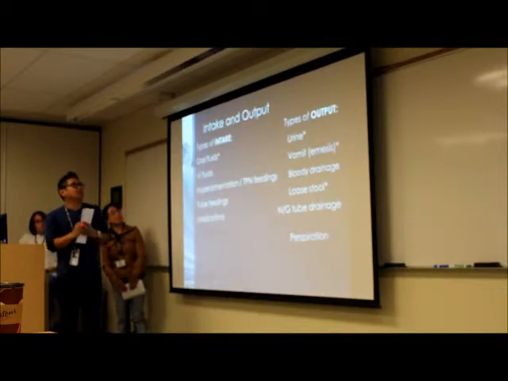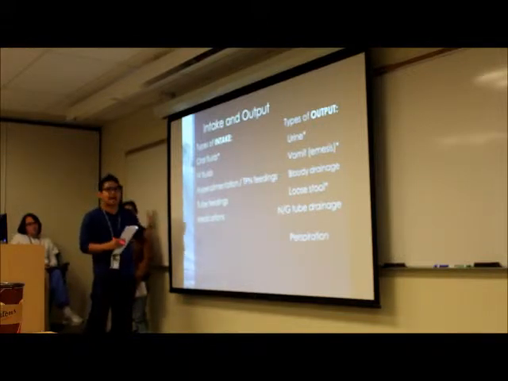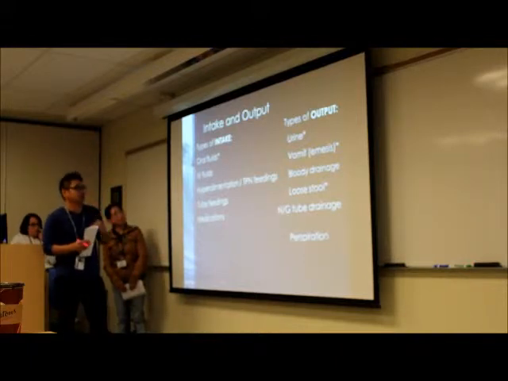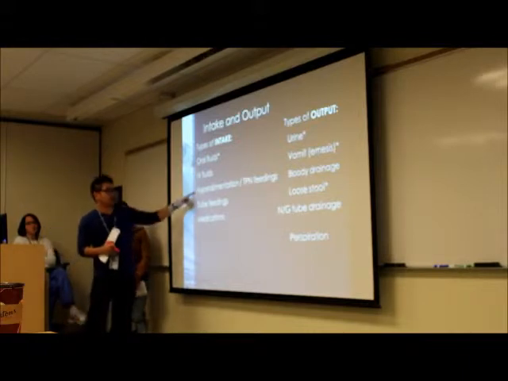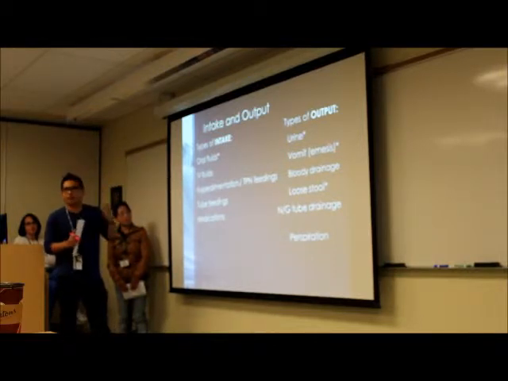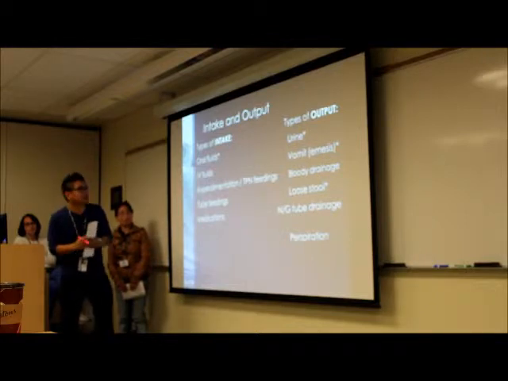So these are the common types of intake and output. For intake, we have oral fluids, IV, hyperalimentation or TPN feeding, tube feeding, and medication. This usually goes to your vein, and for tube feeding, an example is NGT. And then for types of output, we have urine, the common one, vomit, blood drainage, loose stool, NG tube drainage, and perspiration.